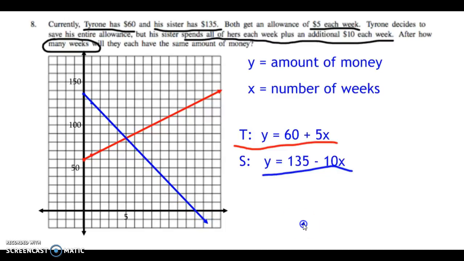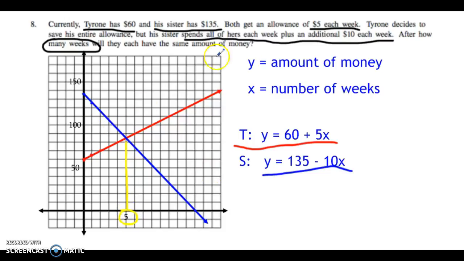Not bad at all. So now we have a point of intersection. It says, after how many weeks will they have the same amount of money? Looks like the point of intersection is going to be right here. And, oh man, did we predict it at the beginning? Following this line all the way down, it looks like the number of weeks is 5.